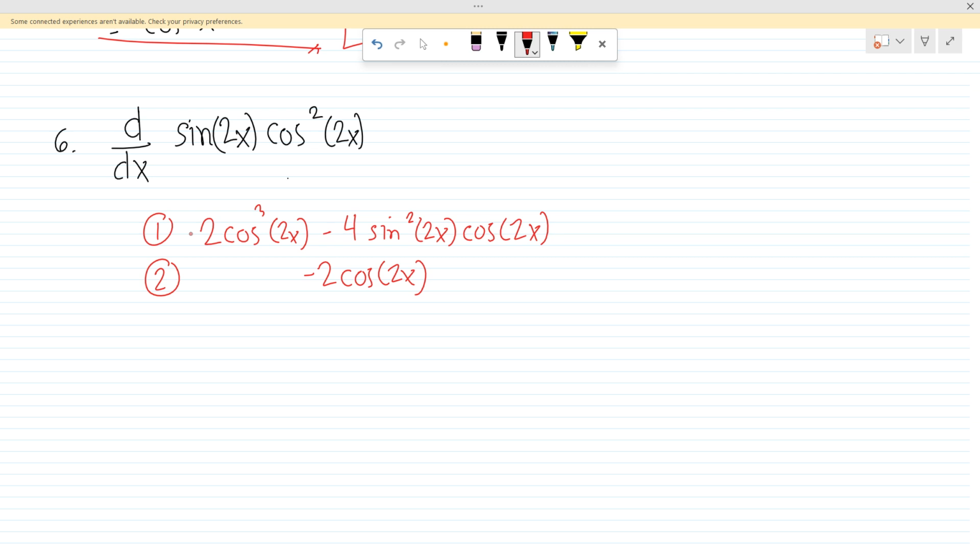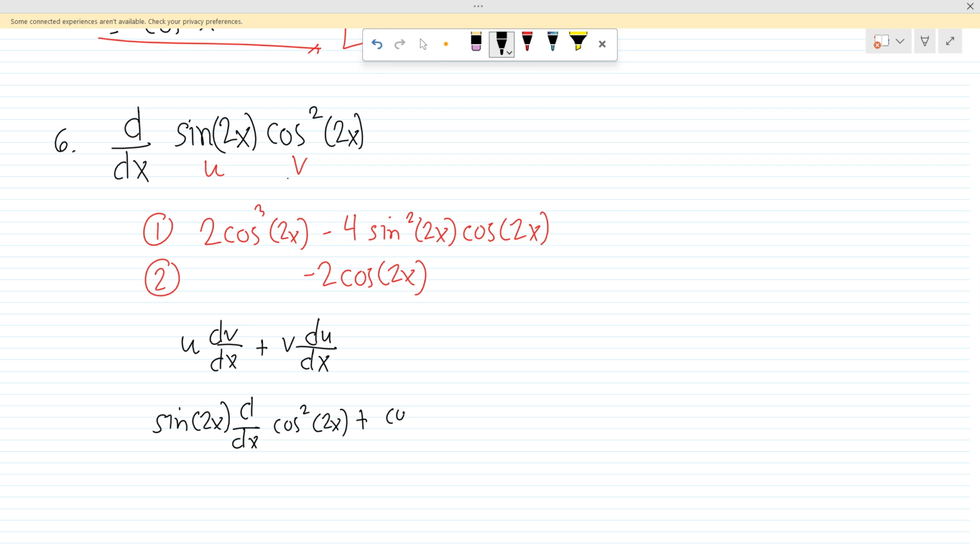Okay, so we are going to solve this. We are going to use the product rule. This is u and this is our v. Our product rule again is u, derivative of v with respect to x, plus v, derivative of u with respect to x. So our u is sine of 2x, then derivative of cosine squared of 2x, then plus cosine squared of 2x, then derivative of sine of 2x.